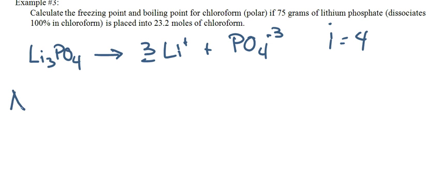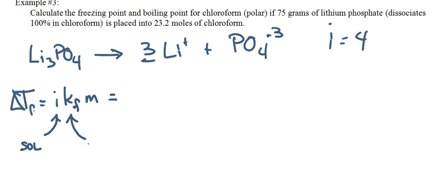Alright, so we'll start with the freezing point. So the van 't Hoff factor, Kf, m. Now, I don't think I said this in the other problem, but the van 't Hoff factor is specific for the solute. The Kf is specific for the solvent. And the molality is for both the solute and the solvent. I don't know if I said that earlier on, but let's get going.